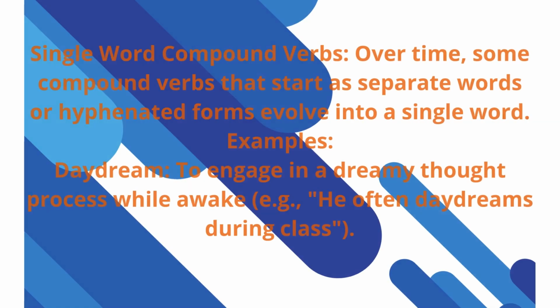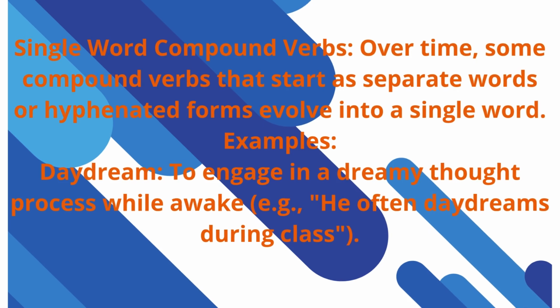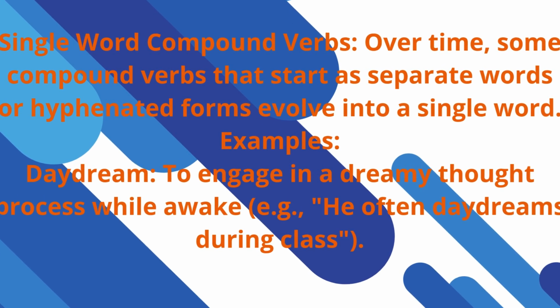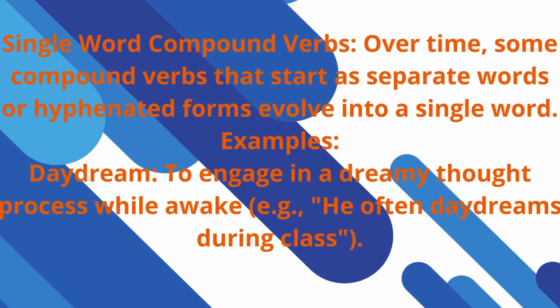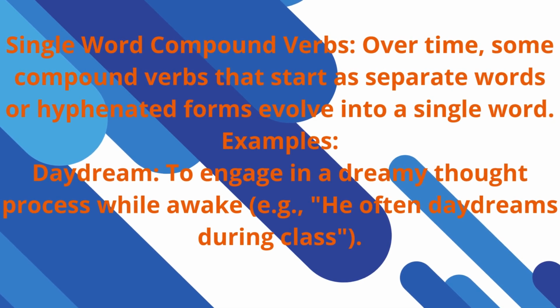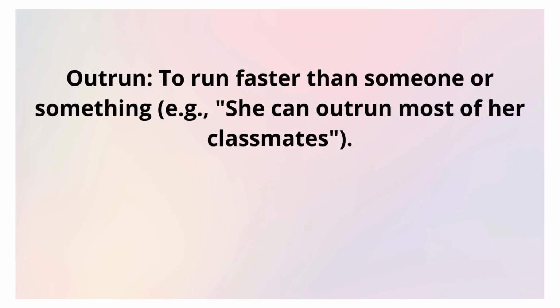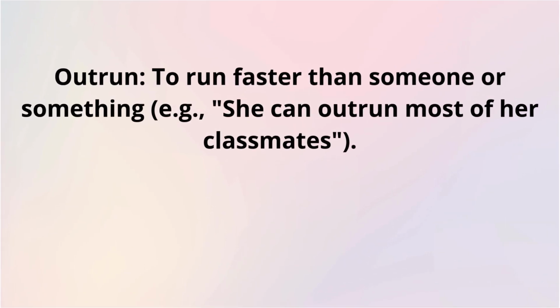Single-word compound verbs. Over time, some compound verbs that start as separate words or hyphenated forms evolve into a single word. Examples: daydream, to engage in a dreamy thought process while awake, e.g., he often daydreams during class. Outrun, to run faster than someone or something, e.g., she can outrun most of her classmates.